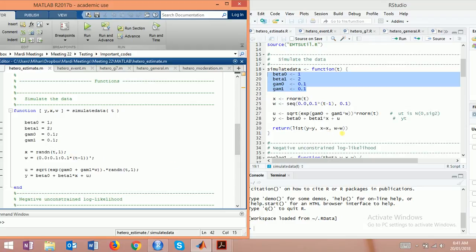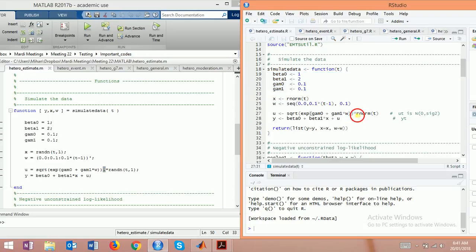Then u is the square root of the exponential of gamma naught plus gamma 1 omega, multiplied by random t minus 1. So u is the square root of exponential gamma naught plus gamma 1 times omega, and there is no element by element specification, rnorm t minus 1. Whenever there is element by element, we use simple multiplication because this is a scalar. If it is a vector, we would do it with percentage signs.